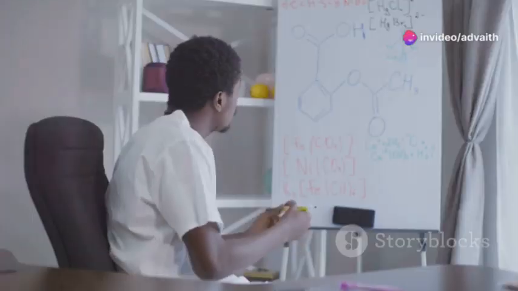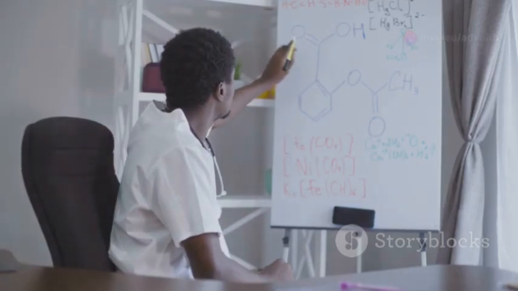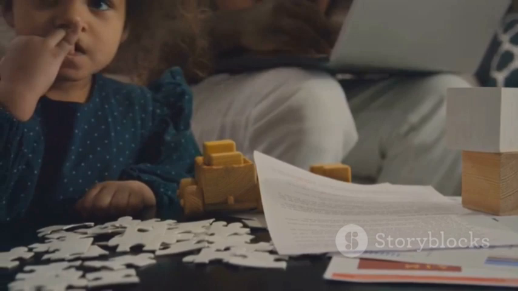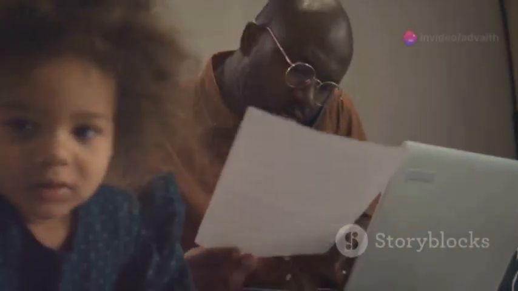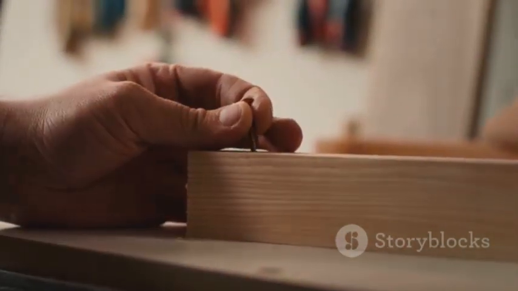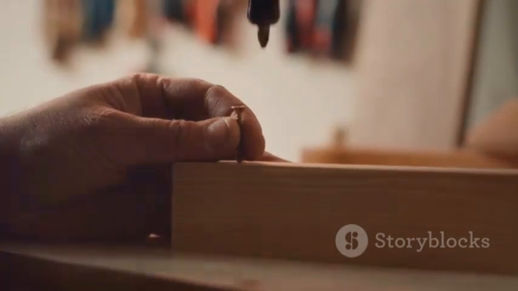Let's start with mass. Mass is a fundamental property of matter. Mass is how much stuff is in an object. It's a measure of the amount of matter that makes up an object. Think about a big block of wood. This block of wood has a significant amount of mass.